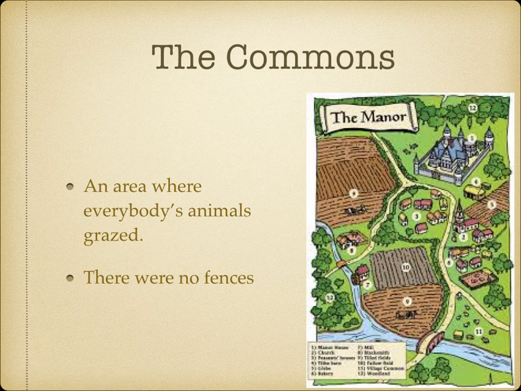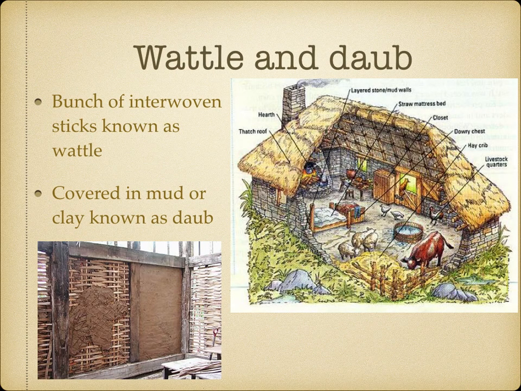They also had a place called the commons, which you can see down here, which is where everybody's animals grazed. There were no fences, so diseases would spread quite rapidly among these animals if any diseases broke out. The peasants lived in pretty appalling conditions. You can see here they would share their houses with their animals.